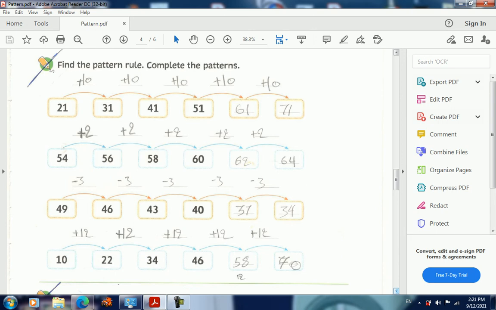Now in this case we are to find the pattern, then find the pattern rule, then complete the patterns. So you got 21, 31, 41, 51. So it's obvious we are adding 10. So it's plus 10. Then 51 plus 10 is 61. 61 plus 10 is 71.